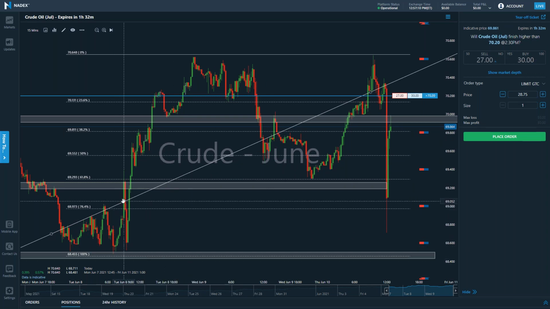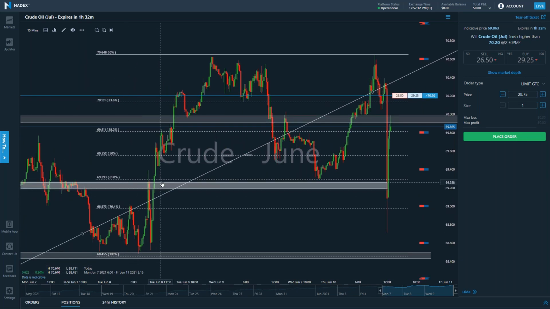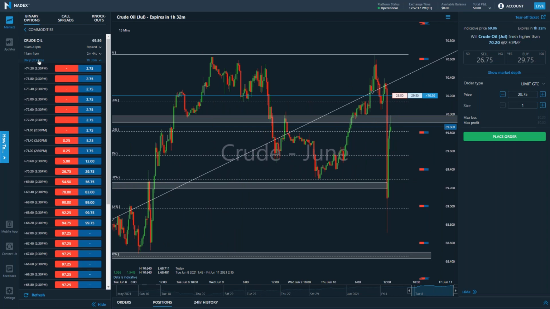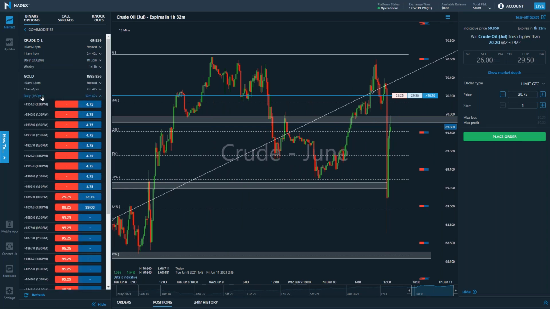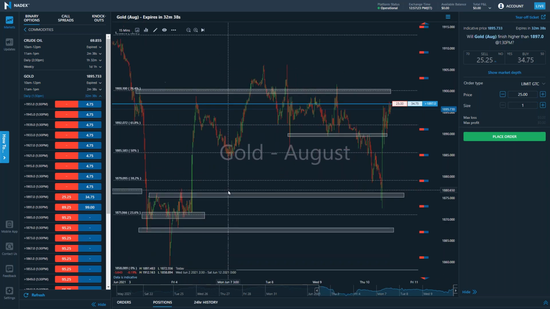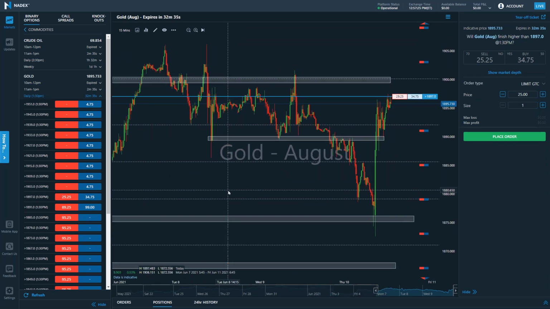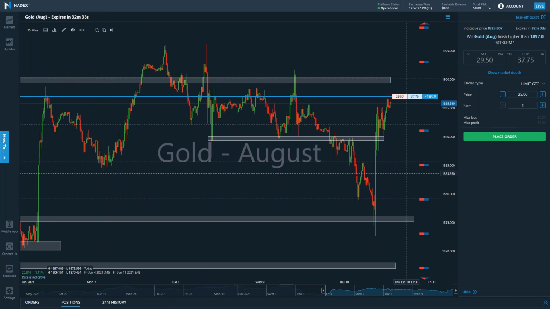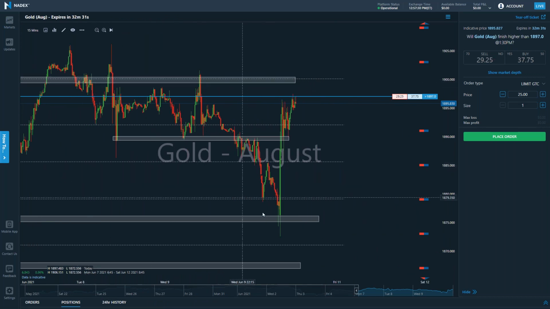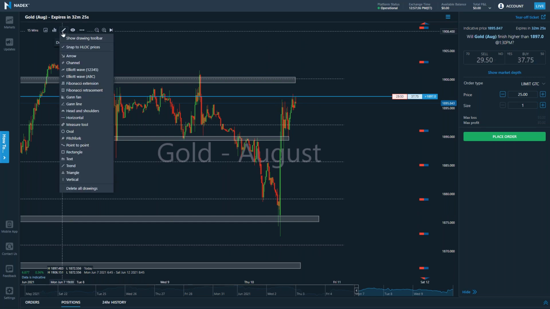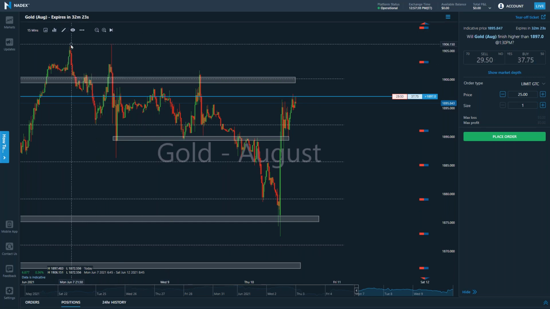What a lot of people will do instead is, let's go back to gold, just because this crude oil chart is all over the place. Volatility galore. All right, so here's the gold chart. We were clearly in a downtrend. We've reversed, but let's take a look at that downtrend for a second. I'm going to do a channel.